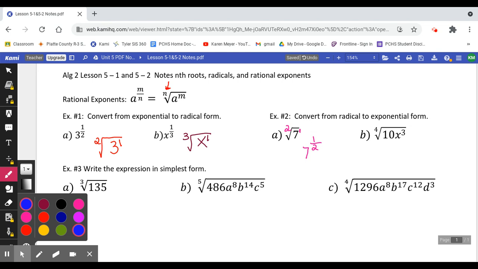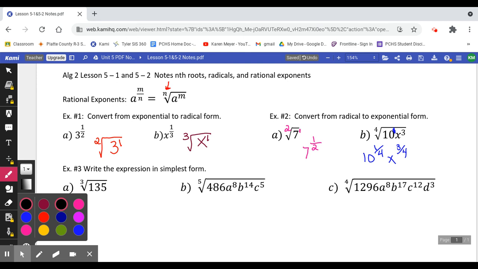Okay, on B, let's start with the 10. The 10 doesn't have a power, so I put a little power of 1 there. So the inside number becomes the numerator, and then the outside number becomes the denominator. So you should have 10 raised to the 1/4. Now let's look at x. X has a power of 3, so that becomes the numerator. And the denominator is the outside, which is 4. So then we also have x to the 3/4. Done.